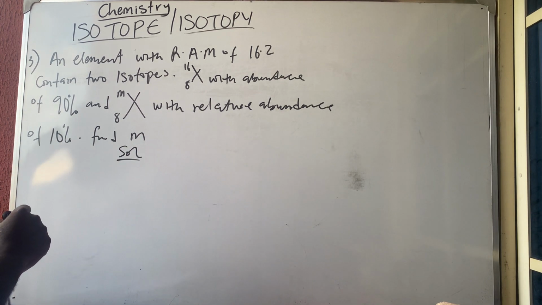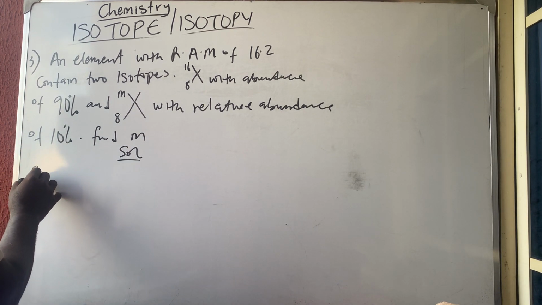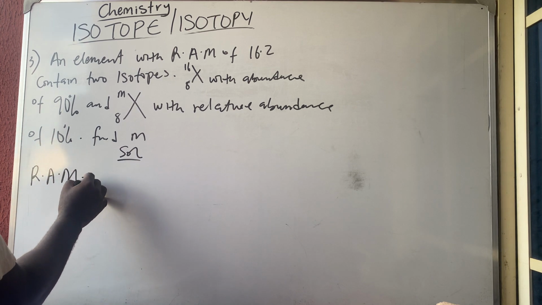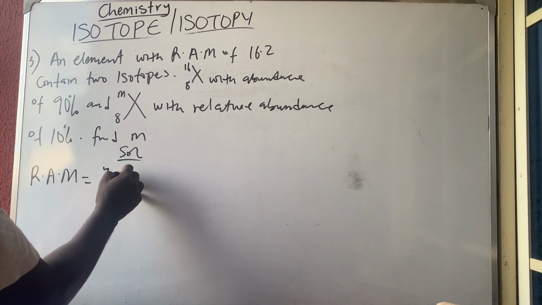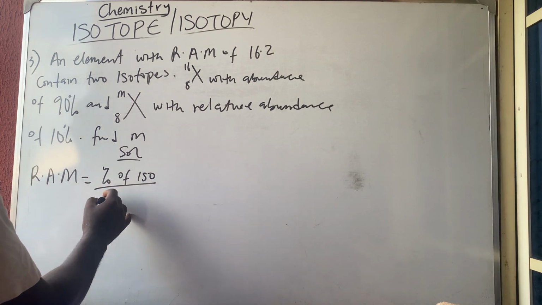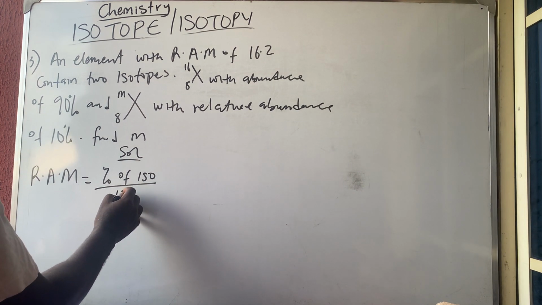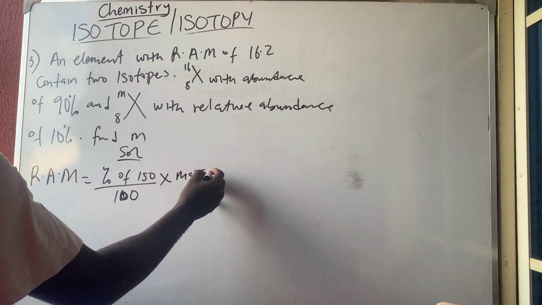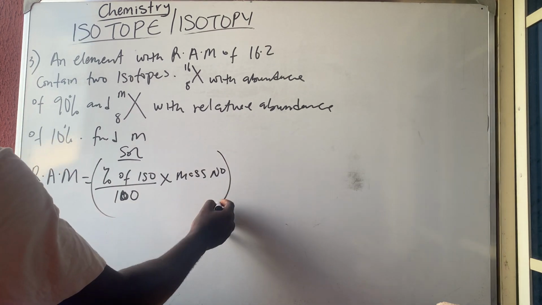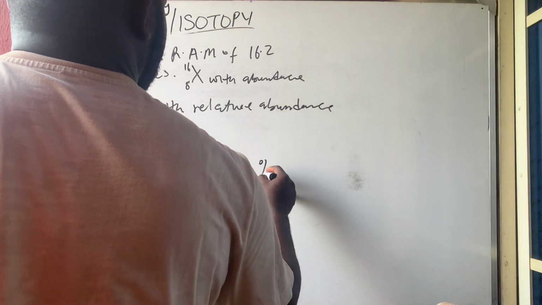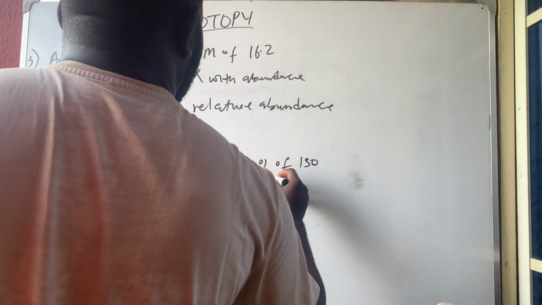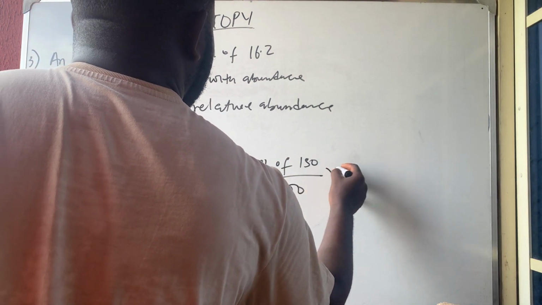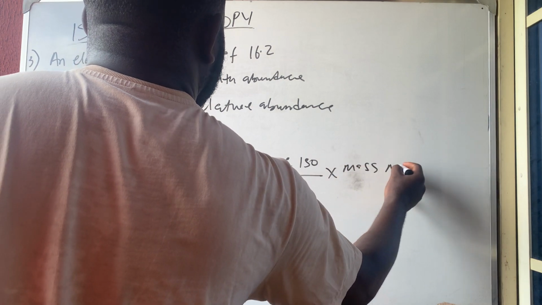This is a very simple question. We know that relative atomic mass is percentage of isotope all over 100, which is the total percent, times the mass number, plus percentage of isotope all over 100 times the mass number of the second one.